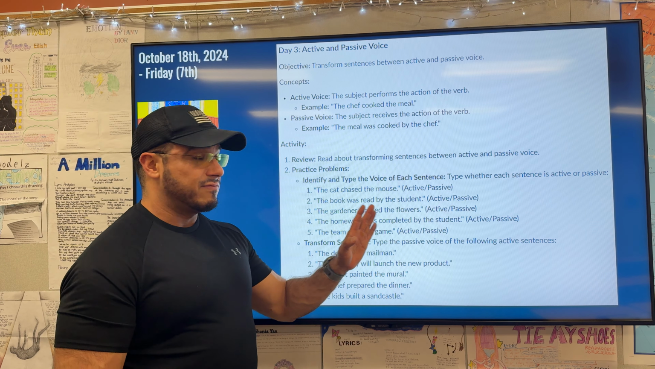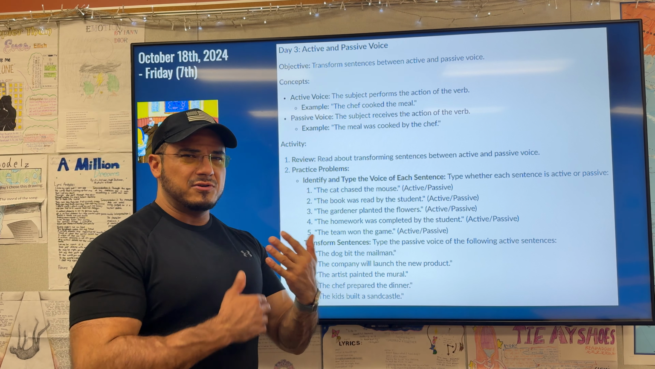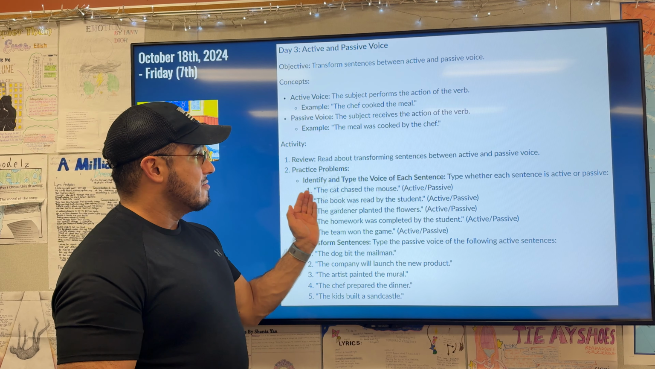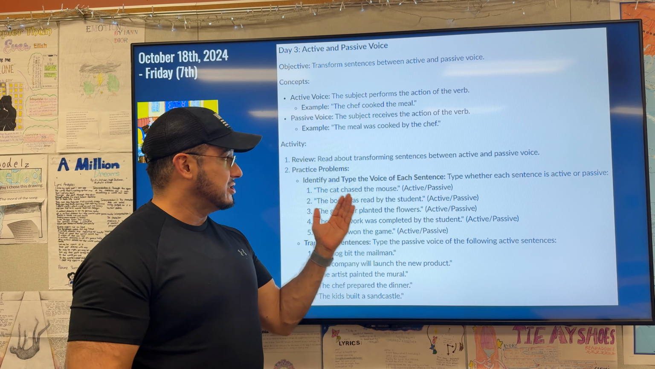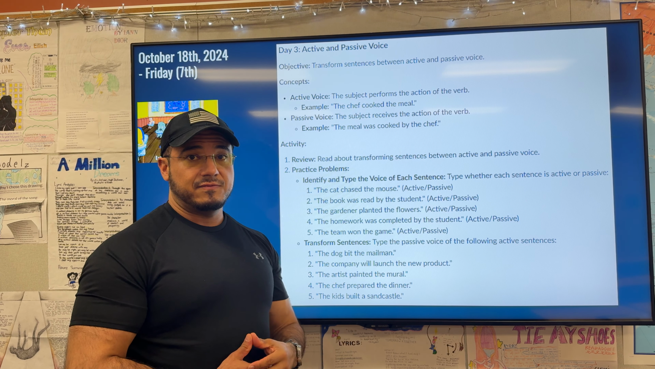Now, if you, however, just as practice, were to put it in a passive voice sentence, you could reverse it. You're almost playing with the semantics of the sentence in a way. You could say, the mouse was chased by the cat. That would be its passive form.